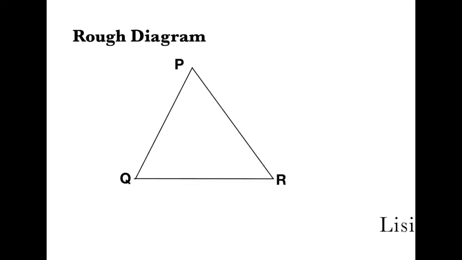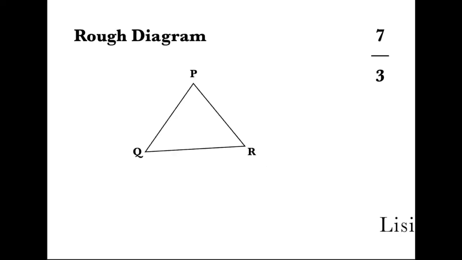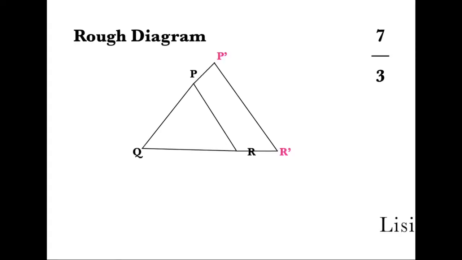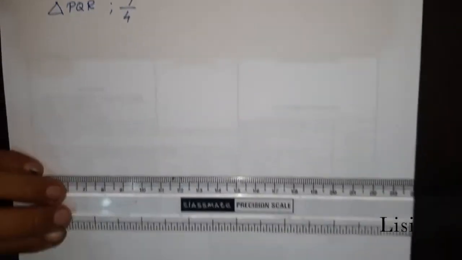Clear? Draw a rough diagram. Draw triangle PQR. And now you see 7 by 4 is an improper fraction. So here we'll be drawing a parallel line of PR, and that parallel line should come outside the triangle. So draw like this and name it as P dash R dash. Clear? Draw the line.